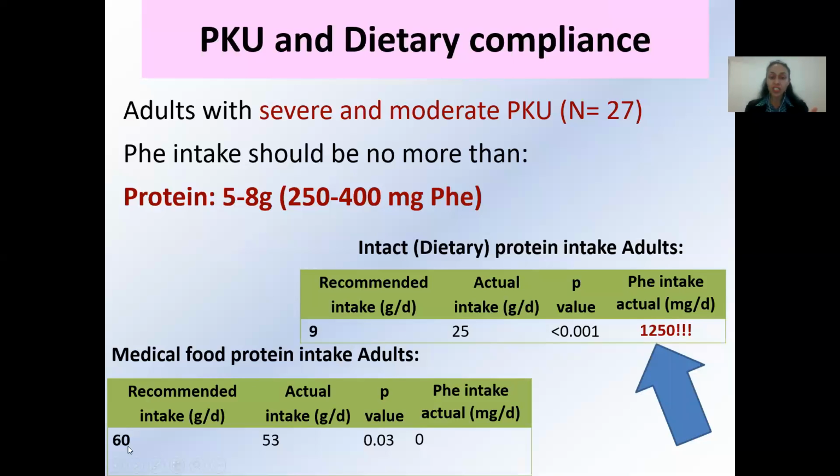And medical foods, relatively, they were quite compliant. The adult population was compliant with medical food relatively, but yes, their actual protein intake from their diet was much higher. And because of this, when you read the study, you will see that their blood Phe levels were also very high because they were not having good control over their intact protein from their diet. Now, this leads to the point of dietary compliance.